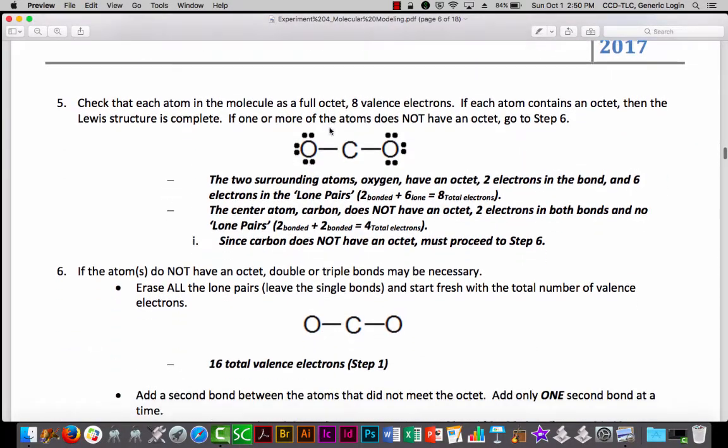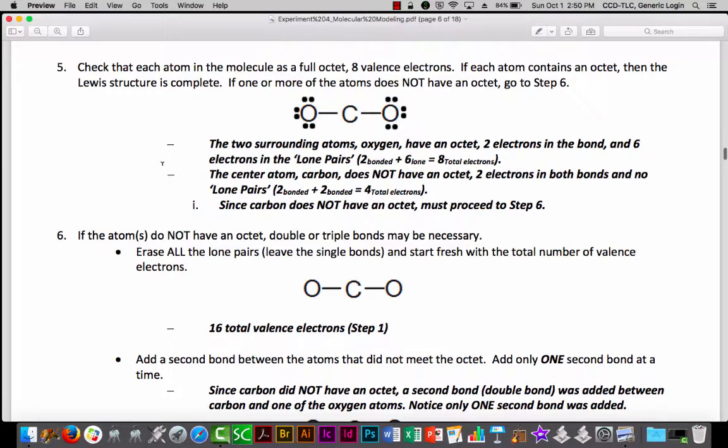And then step 5 is to check each atom in the molecule has a full octet, 8 valence electrons. If each atom contains an octet, then the Lewis structure is complete. If one or more atoms do not contain the octet, though, we have to move on to step 6. So let's look at this.